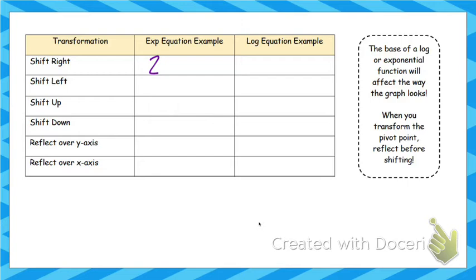So a shift to the right, again, horizontal stuff is going to be near the x. So x minus a number, that would be a shift right. Whereas a shift left would be plus a number, and it's in the exponent. A shift up would be outside away from the x. A shift down, again away, but it would be minus. Reflecting over the y-axis is going to be near the x. Reflecting over the x is away from the x.